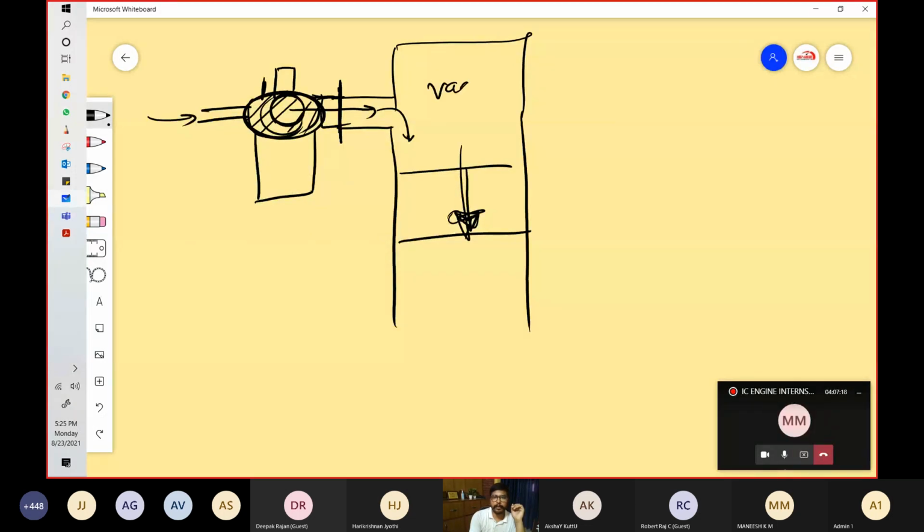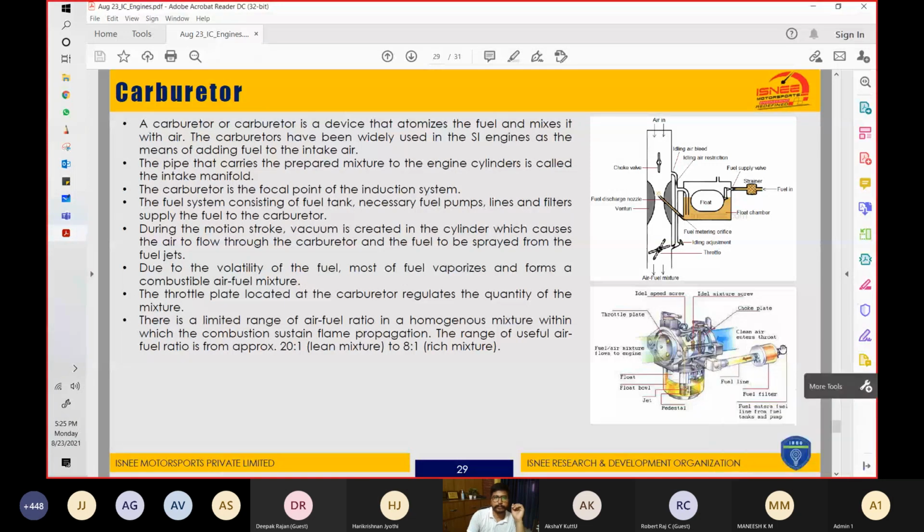What will happen? A vacuum is created over here and this air fuel mixture will start coming inside. So this is what was written over here, that during the motion stroke, vacuum is created inside the cylinder, which causes the air to flow through the carburetor and the fuel to be sprayed from the fuel jets. So like this, air coming in, and over here from the fuel jet, the fuel is being sprayed inside the venturi, and then here itself the fuel will mix with the air, and you see this is the choke valve.